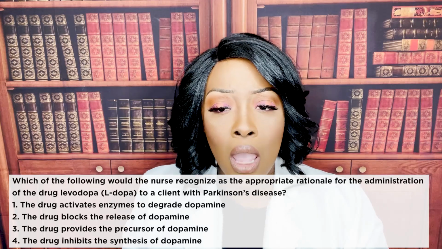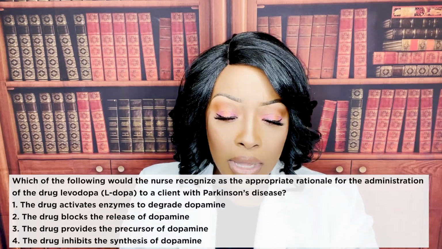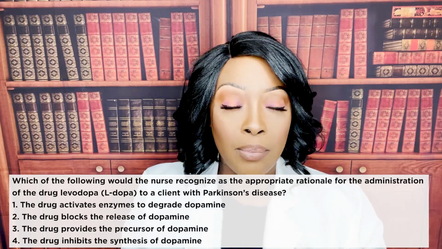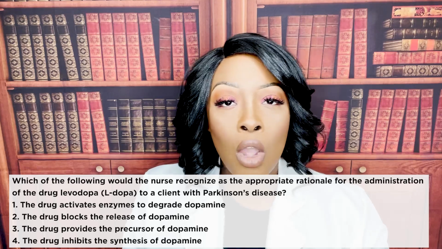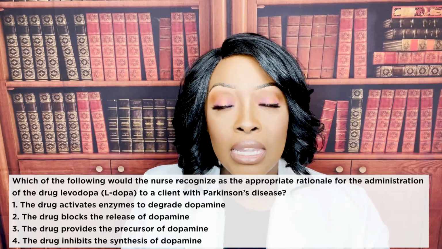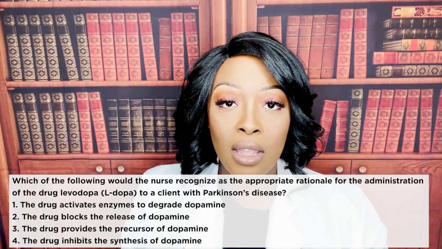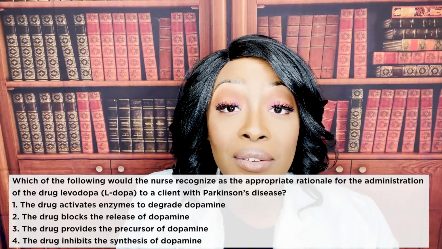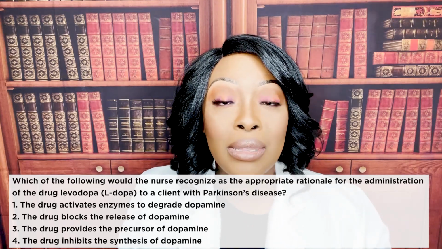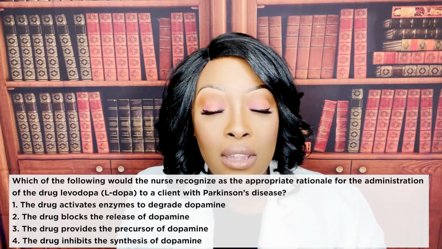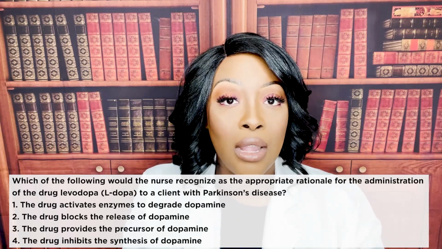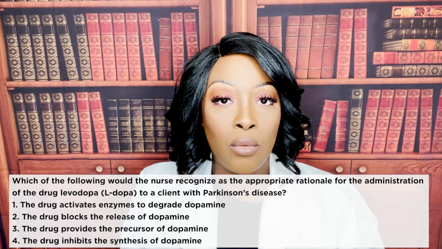So let's think about it. When you go back to the question, and it tells you that the patient has Parkinson's. What's the problem in Parkinson's? Does the patient have too much dopamine or not enough? Not enough. The problem in Parkinson's is the patient does not have enough dopamine, and that's why number 3 is the answer. It provides that precursor to dopamine.